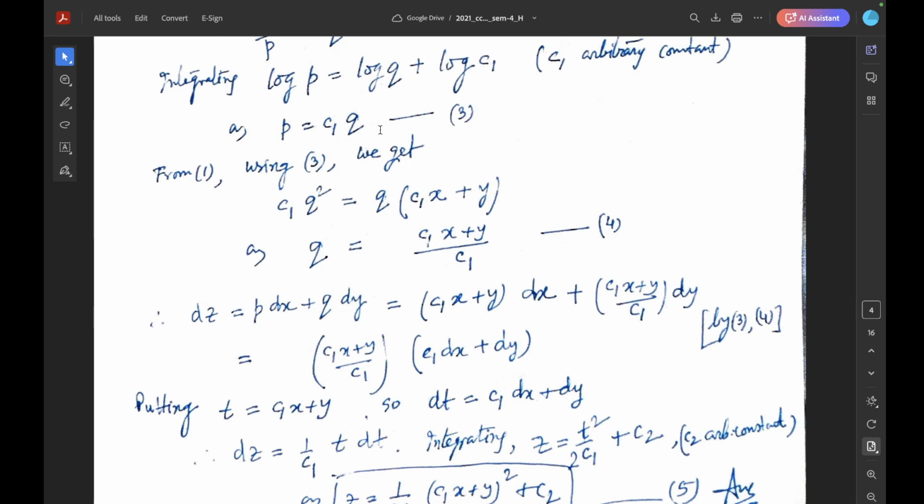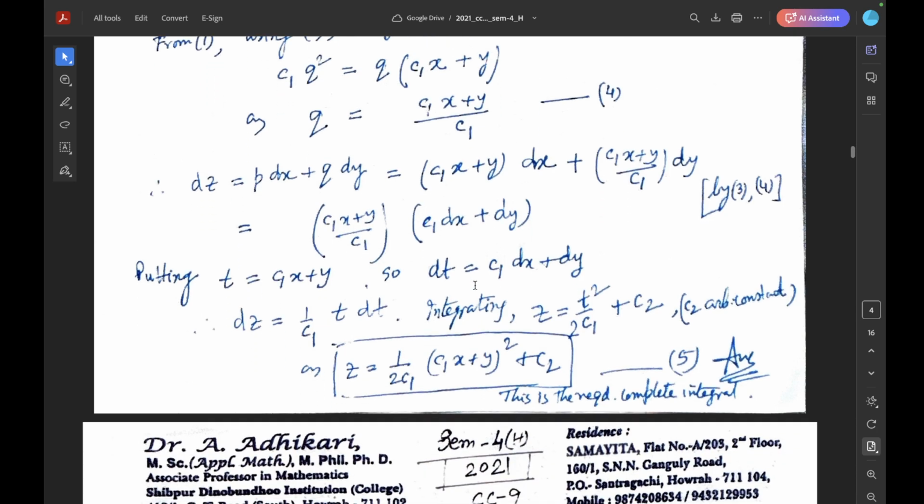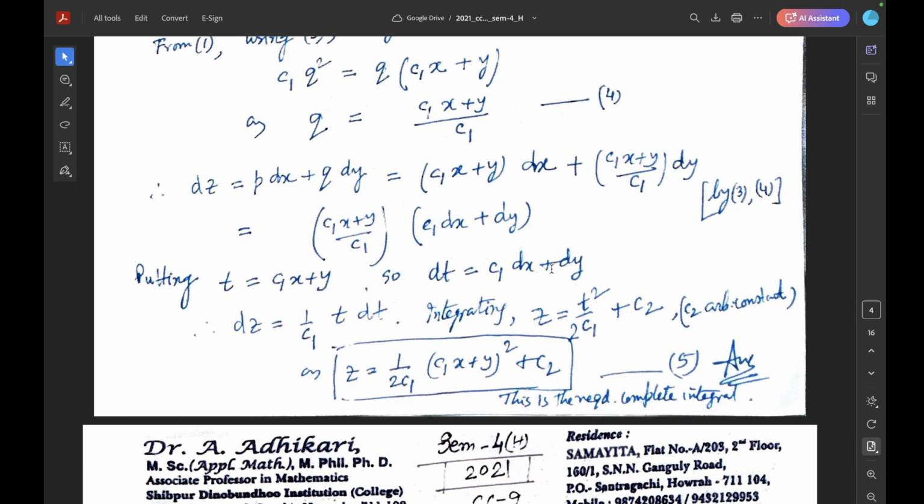So the value of p is c1 into q, from 3 and 4, and this q equal to c1 x plus y whole divided by c1, so c1 cancels. So we get c1 x plus y dx plus q into dy, q is this, into dy. So we get c1 x plus y divided by c1 into bracket c1 dx plus dy. Now putting t equal to c1 x plus y, so dt equal to c1 dx plus dy. Hence dz equal to 1 by c1 into t dt.